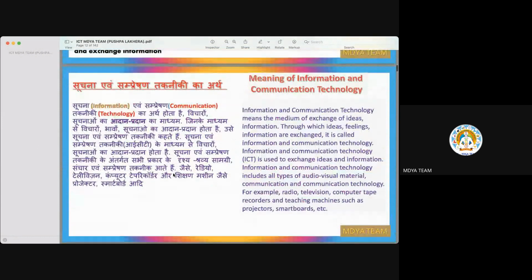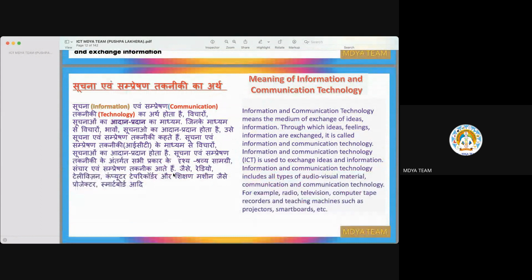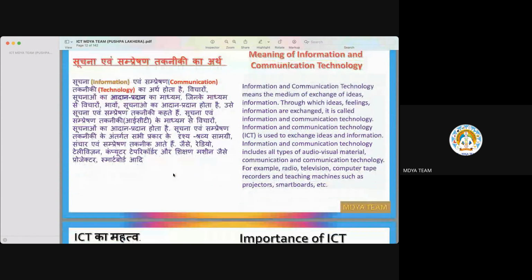So I hope you understand the meaning of information and communication technology by this time. It is nothing but the medium of exchange of ideas and information, through which these ideas, feelings, and information are exchanged. This is ICT. And how it can be done: information and communication technology includes all types of audio and visual materials.